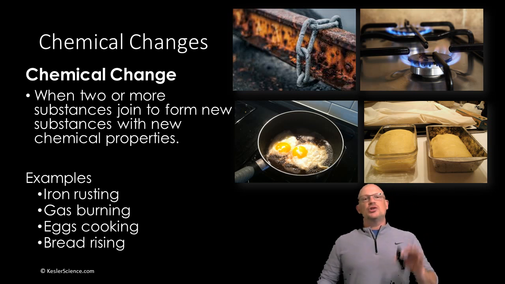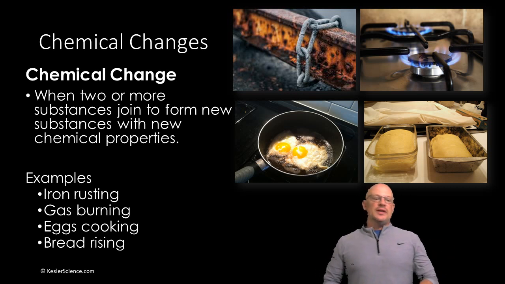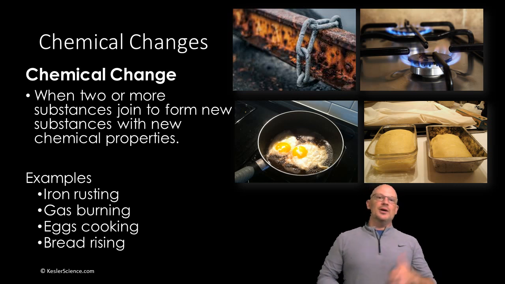Chemical changes are when 2 or more substances join to form a new substance with new chemical properties. And so these would be things like iron rusting or gas burning, eggs cooking, bread rising. All of these things. So if you think of bread, you could mix all the ingredients into a bowl together, and when you add that heat, it changes into something completely different. It's no longer the flour and the water and the different elements, the oil or the butter or whatever you're using in there. Now it's something completely new that is much better to eat than it was when it was in the form, just everything mixed together in the bowl.